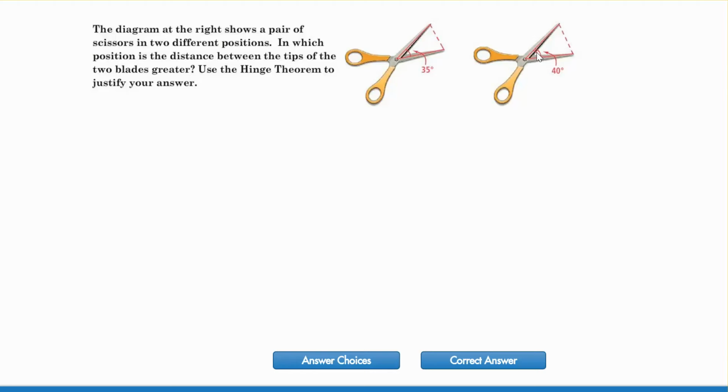The question is, in which position is the distance between the tips greater? Well, the bigger the angle between the two sides, the longer the third side. So in this problem, this pair of scissors would have the greatest distance between the tips of the two blades.